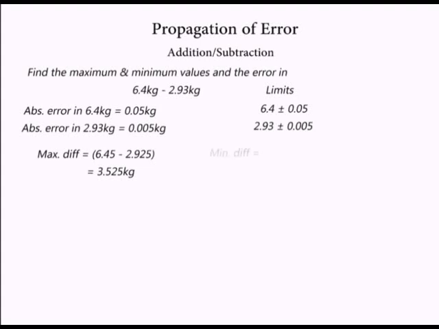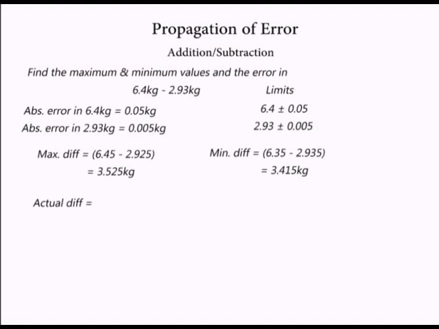Next, minimum possible difference. Now in this one we do the opposite. We subtract the minimum minus the maximum. And so we go for the minimum possible value of 6.4, and that is 6.35, minus the maximum possible value of 2.93, and that is 2.935. We subtract that, we'll get 3.415.